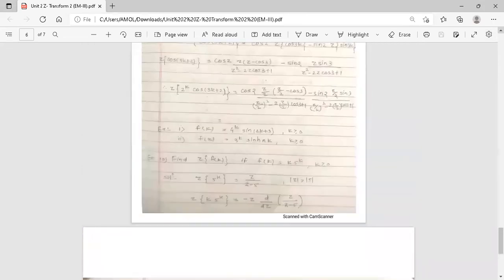So here, all the types of examples of z transform are over. We discussed all the types of examples of Z transform.